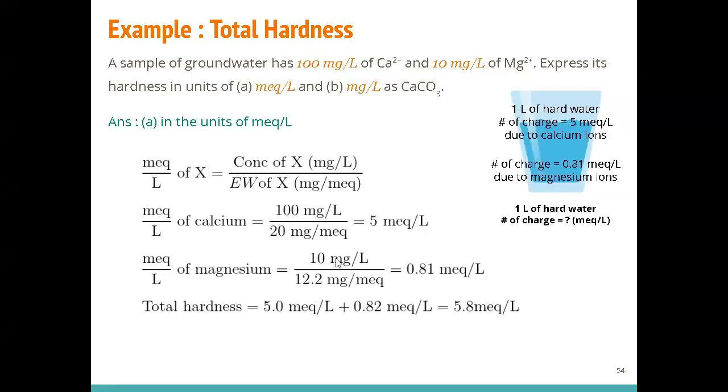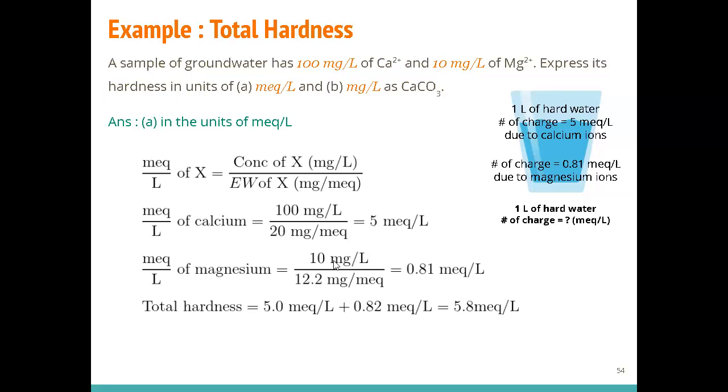So this is an example to calculate the total hardness. It's a little bit more complicated because this water contains calcium ions and also magnesium ions. So we just add them together, actually. We calculate the millicharge per liter for calcium first. So 100 is given to you by the question.